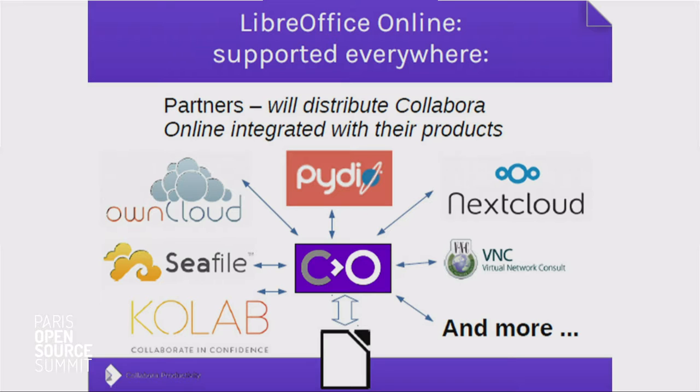So we have partnered with a huge number of people, ownCloud, Nextcloud, Pydio, a Paris-based French excellent sharing thing, Seafile, Collab, VNC, all of these people and more are distributing Collabora Online. Many of these people ship with integrations today. Others are working on them now. So you can just drop this piece in, fire up a Docker image, configure the integration, and just get going.